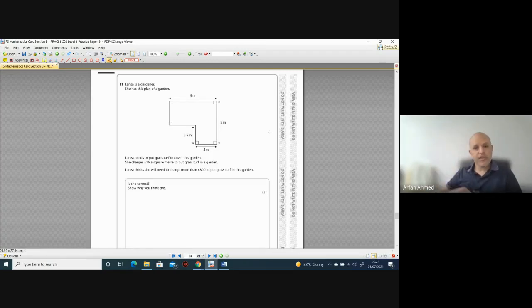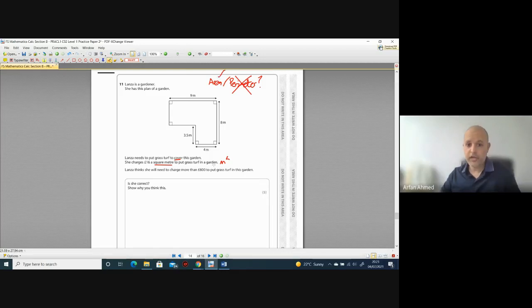Again, first thing you should ask yourself, is this to do with area or is it perimeter? They could give you the same shape. They could be talking about perimeter or they could be talking about area. What are the clues? Well, where is this grass turf going? She's going to cover this garden. That's the first clue. And she charges £16 a square meter. Square meter is the same as meter squared. Anything to do with the unit squared, definitely to do with area.